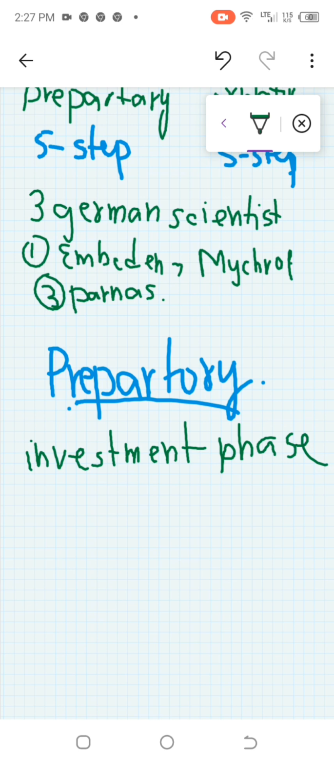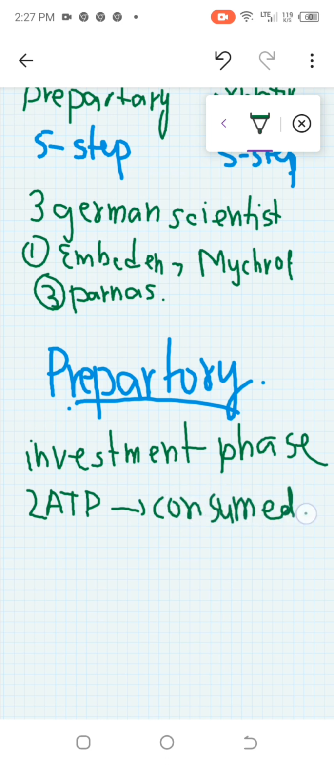In this, how many ATP are consumed? Two molecules of ATP are consumed. No ATP is formed, only two are consumed. After that, the glucose molecule is broken into how many? The end product of this preparatory phase is two molecules of G3P, glyceraldehyde 3-phosphate. Okay, so now let's discuss these five steps.